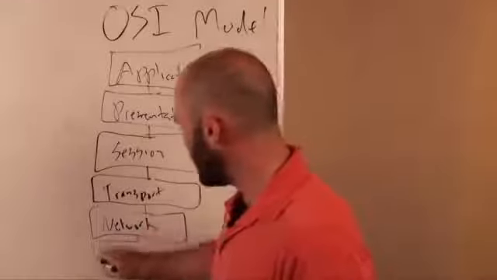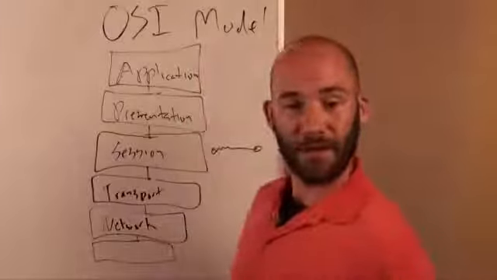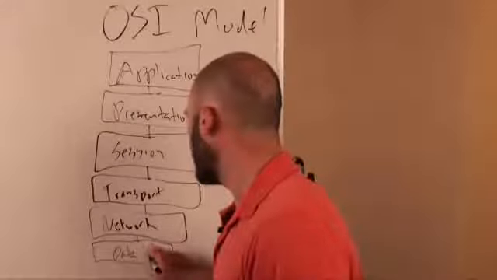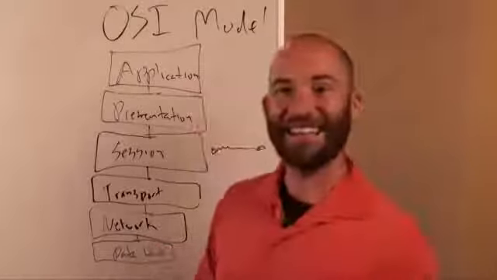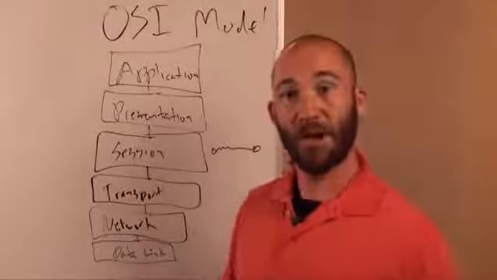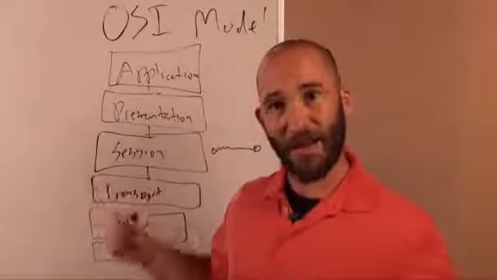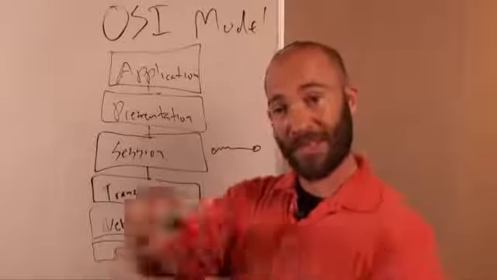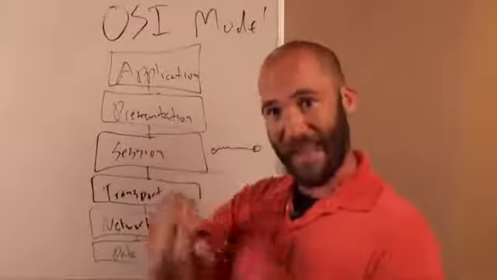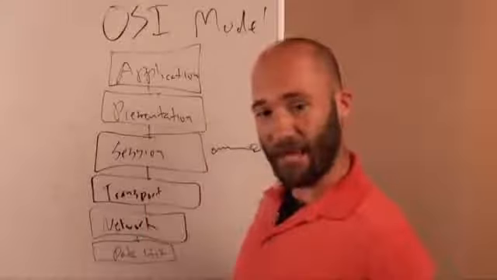Underneath this, make sure you're still on the screen. Yep, you have the data link layer. The data link layer is the layer that switches operate on. So again, all the computers on a network get plugged into a switch so that they can talk to each other. That layer is called the data link layer.